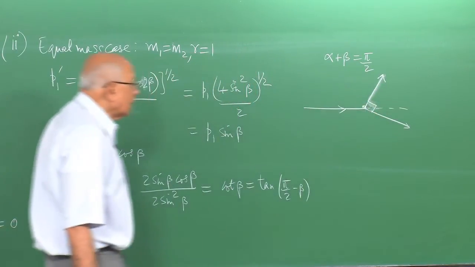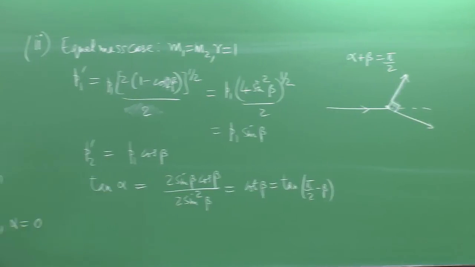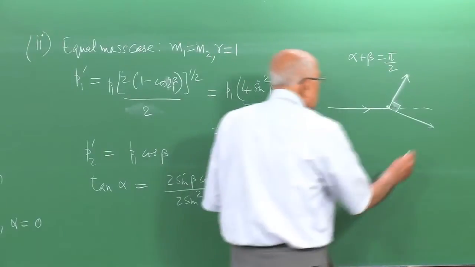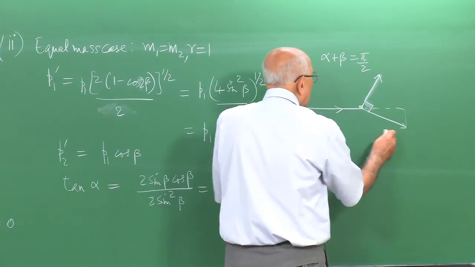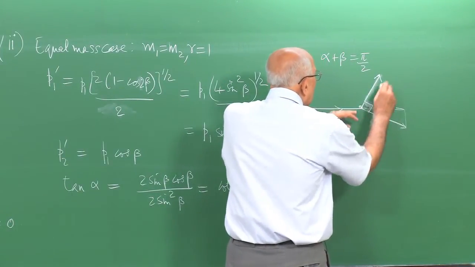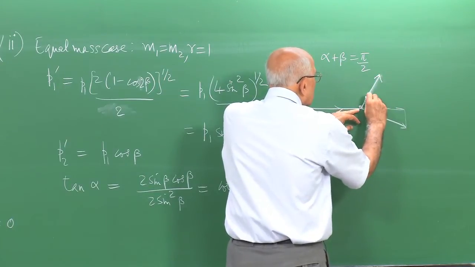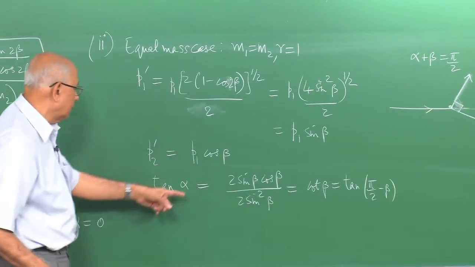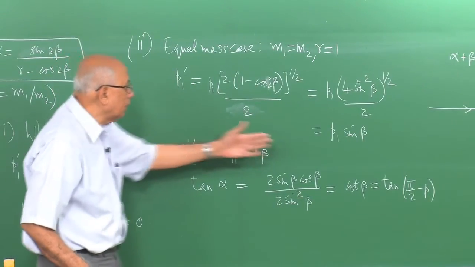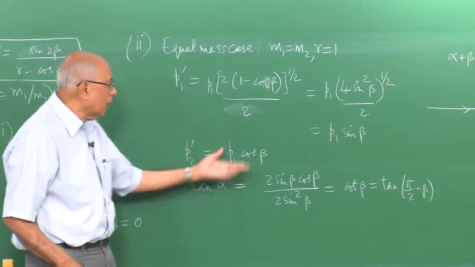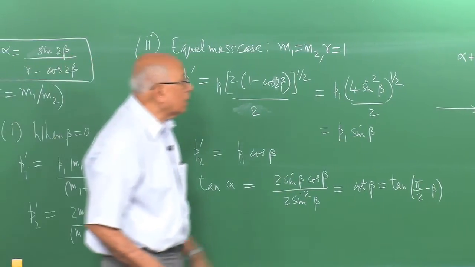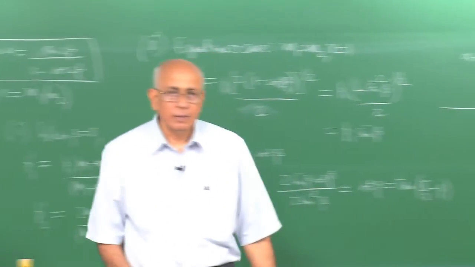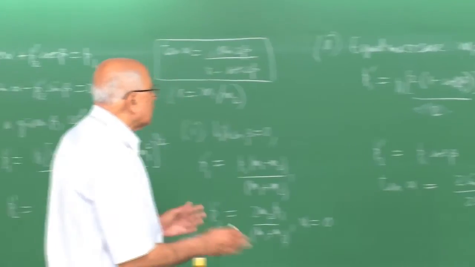So it's clear that the restriction alpha plus beta equal to pi over 2 has a very simple interpretation. It says this particle has a projection of p1 which is p1 cos beta, and the other particle has a projection which is p1 cos of this angle, which is pi over 2 minus beta, so that's sine beta. So that's the reason why you get p1 prime is p1 sine beta and p2 prime is p1 cos beta, and the relation alpha plus beta equal to pi over 2 in the equal mass case. So that's a particularly simple instance.